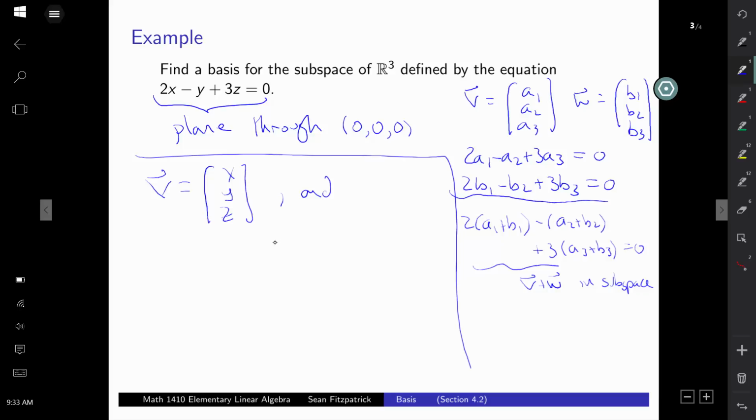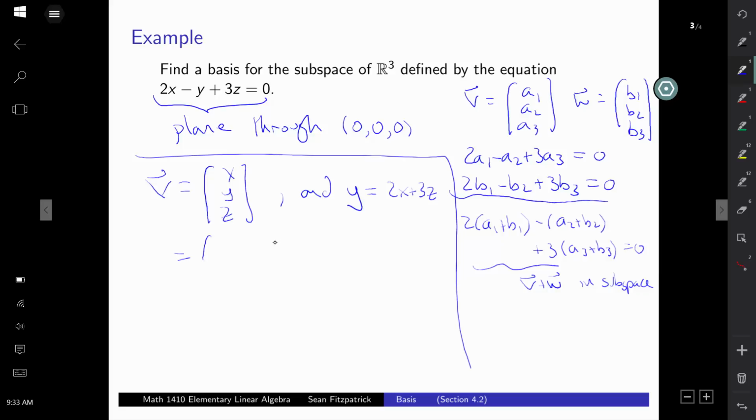And I can solve this equation that I've been given, the equation of my plane. I can solve for any one of the variables in terms of the other two. Y looks like the easy candidate here. So y I can write as 2x plus 3z. Right? There's no reason I couldn't solve for x or z, but this allows me to avoid fractions.